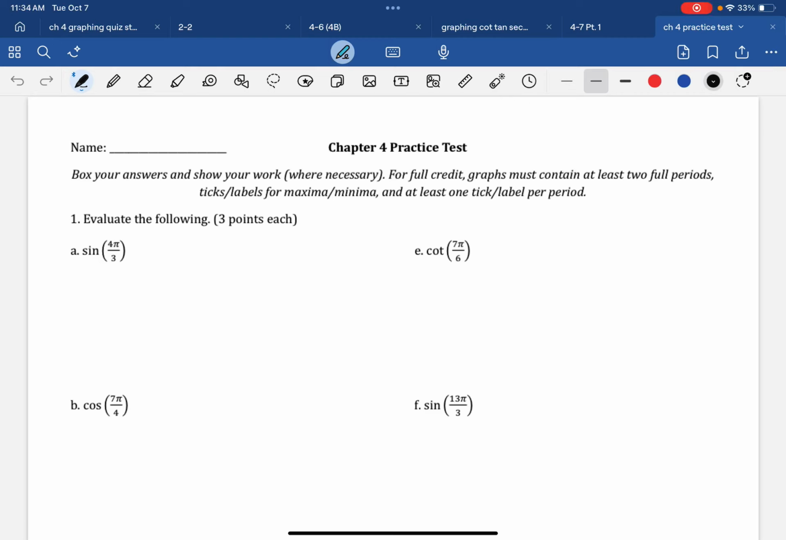Hello there, I will now be working through the Chapter 4 practice test. First question is about evaluating sine, cosine, tangent, cosecant, secant, and cotangent. So, the first question has us evaluating sine of 4 pi over 3.